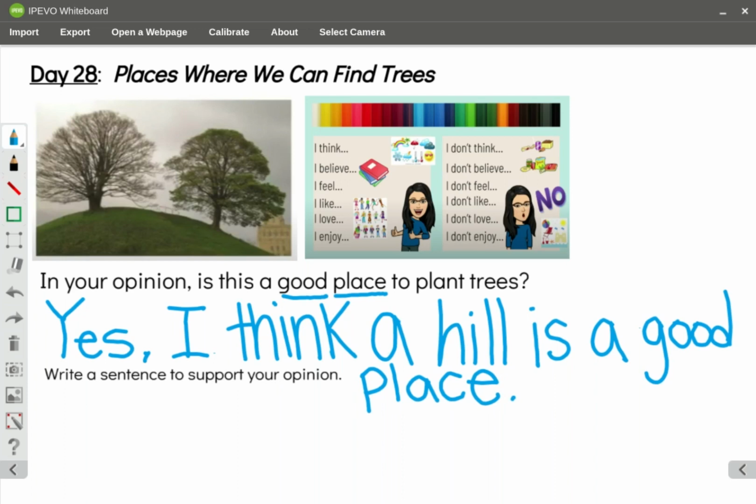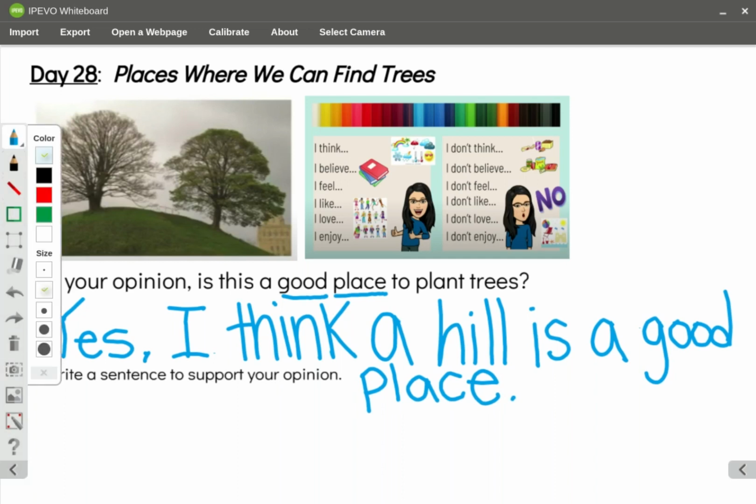The next question says, write a sentence to support your opinion. Remember, supporting your opinion means I have to explain why I think this way. So why do I think a hill is a good place? I learned from school that trees need three things. They need sun, water, and air. I see in my photograph that the trees are getting sun, and I'm sure they will get water from rain, and there is plenty of air on the top of the hill. So, my reason is a hill has sun, water, and air. So I can write that sentence.